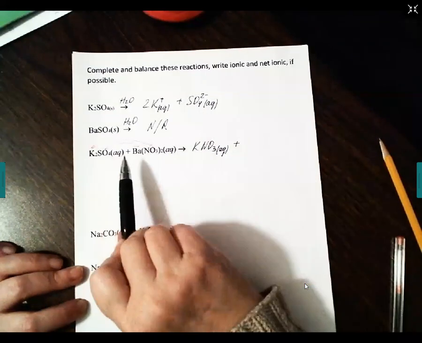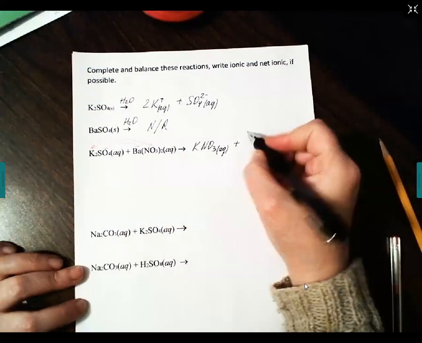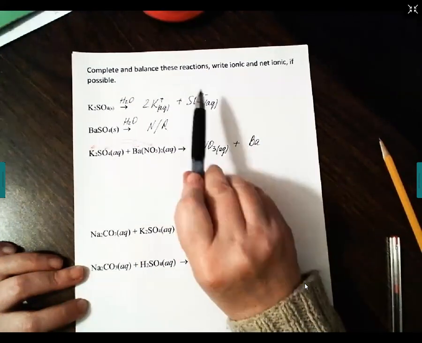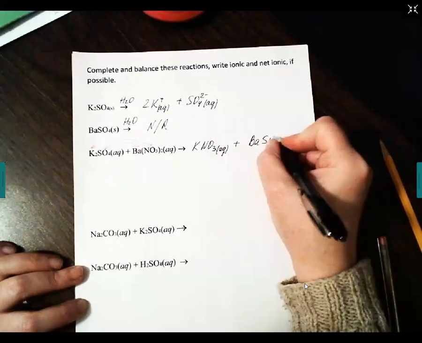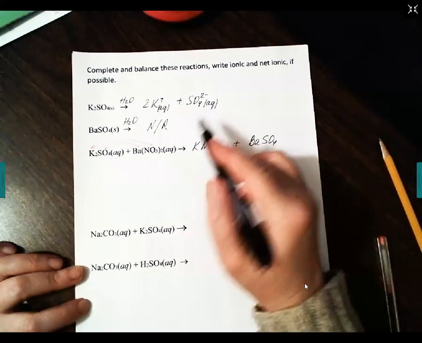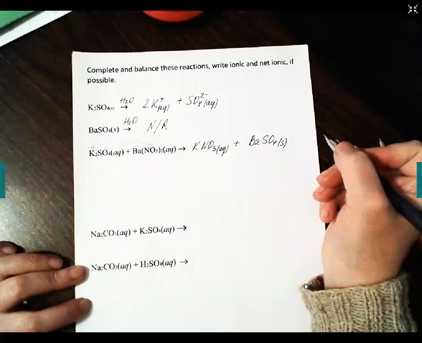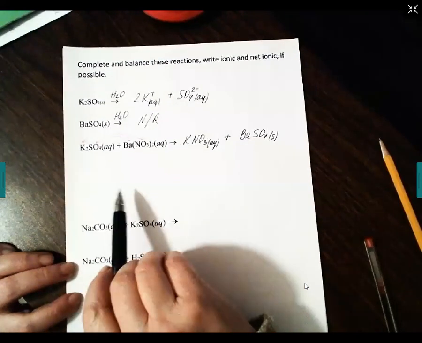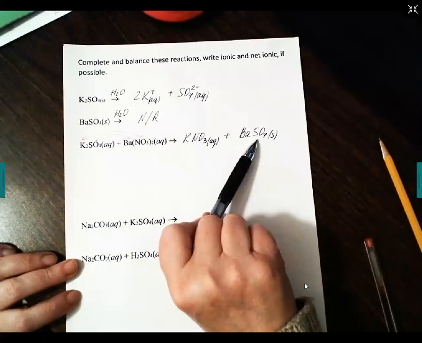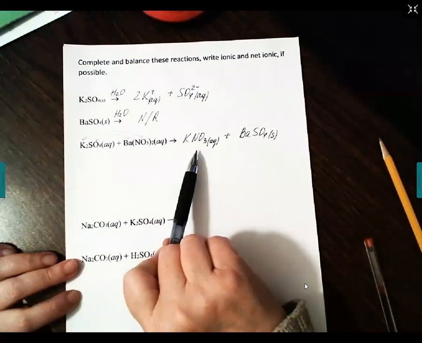Plus, second product, we should combine barium and sulfate. Barium, second column, +2. Sulfate, we already know -2, so again, we don't need any subscripts. And we already know barium sulfate is insoluble. So this is going to be a solid precipitate. So it is a double displacement reaction and one of the products is insoluble. So we do have a reaction and now we have to balance it.